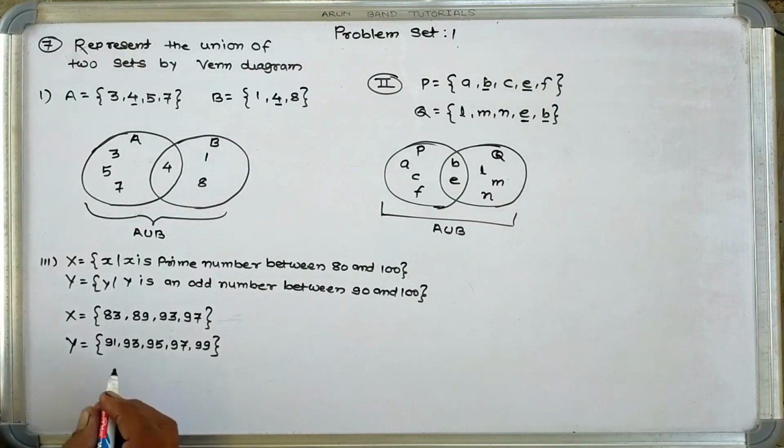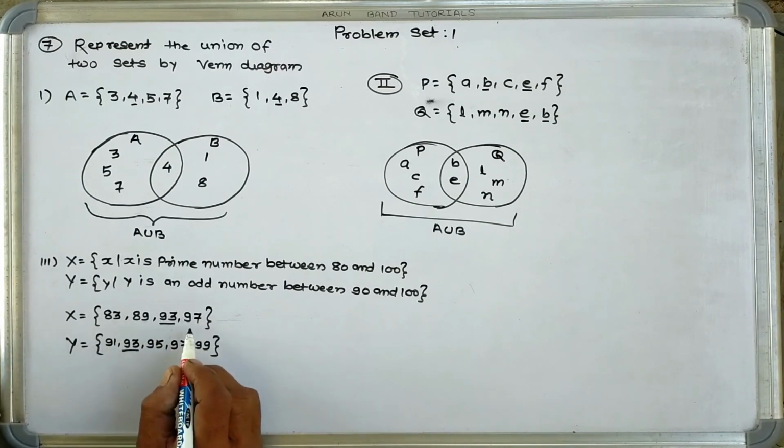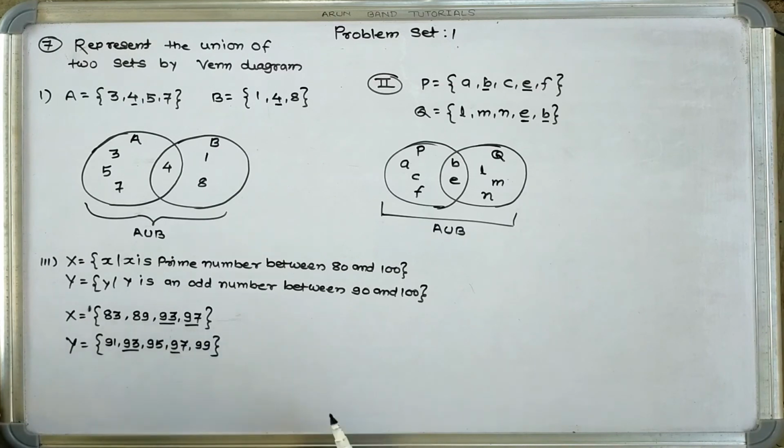So we have set X and set Y. Now we will write the union of these two sets. First we will find the common between both. 83, here is no 83, 89, here is no 89, 93, here is also 93, 97, here is 97.